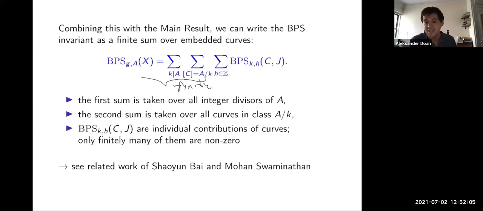We just say that there exists something like a BPS contribution, and then you just say this is the BPS contribution. But it will be interesting to find if there is a geometric construction of these integer weights, in a similar way, for example, to what Taubes did in dimension 4. And there is some progress in this direction by Shaoyun Bai and Mohan Swaminathan. So they are thinking about how to define these BPS weights geometrically.